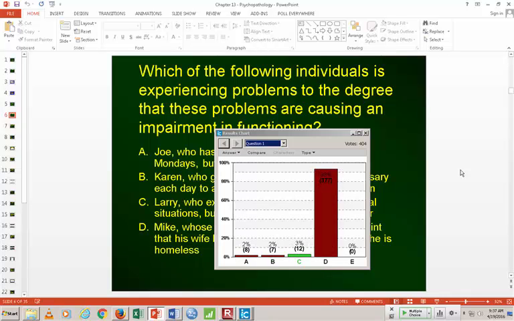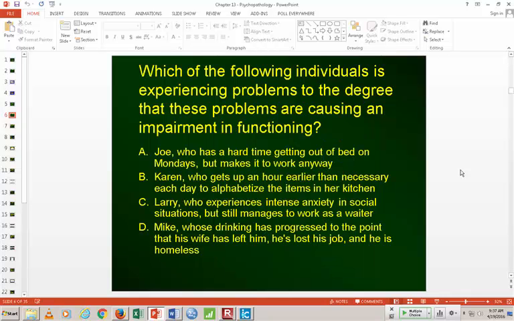Oh, we're good there? So why is it Mike? Well, the deal with Mike is he's got problems in relationships, so his wife has left him. He's got occupational consequences. He's lost his job, and generally speaking, his life has fallen apart because he's at the point where he has ended up homeless.